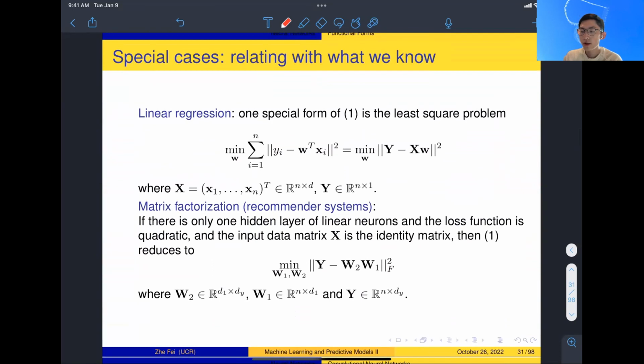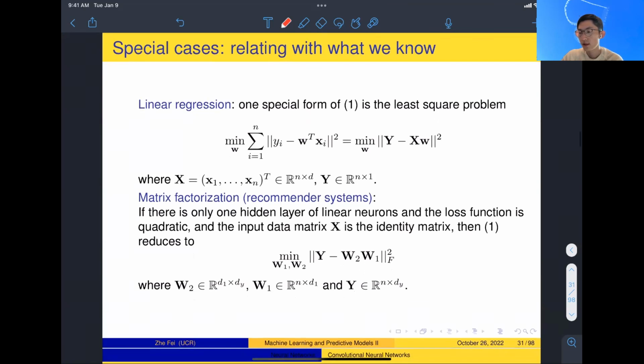Essentially we can think of linear regression as a special case of our neural network, which is basically you have a single neuron Z that connects with all of your input variables. And the matrix factorization is another special case of neural networks. It is used for recommender systems.